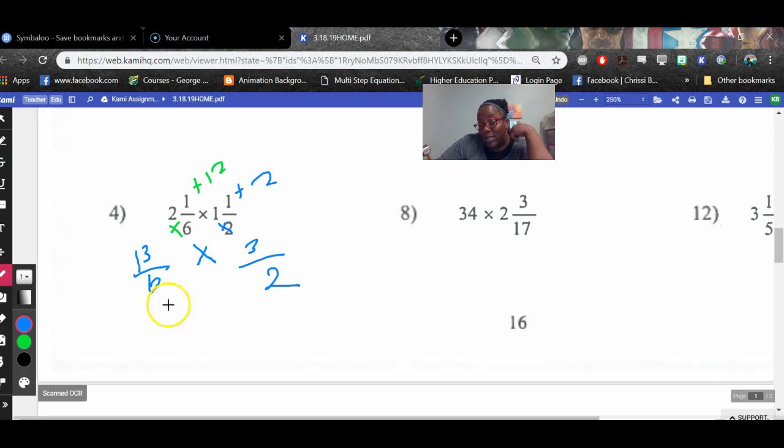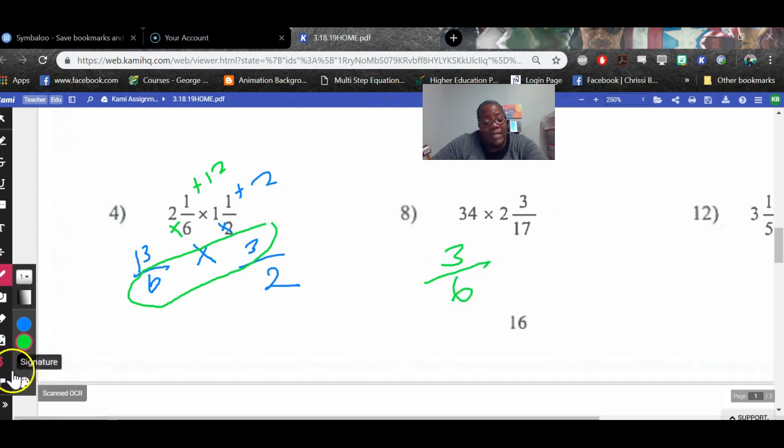Now remember, just like I showed you in class, I like to reduce first. And I reduce by looking diagonally before I go straight across numerator to numerator, denominator to denominator to multiply. This is what I mean by that. So I'm going to look diagonally. If I look diagonally, I see the 6 and the 3 this way. And in my head, this is what I'm looking at. And I will know that the 3 and the 6 can reduce.